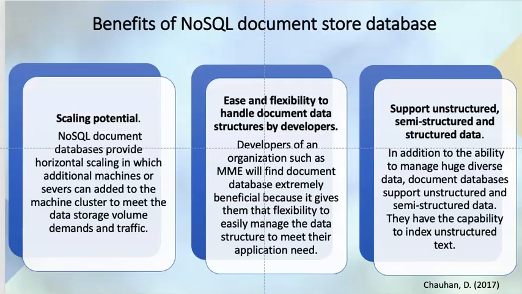So let's now have a critical look at some of these benefits. They provide a huge scaling potential. NoSQL document store databases provide horizontal scaling, in which additional machines or servers can be added to the machine cluster to meet the data storage volume or the traffic.